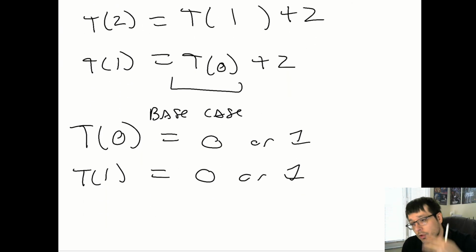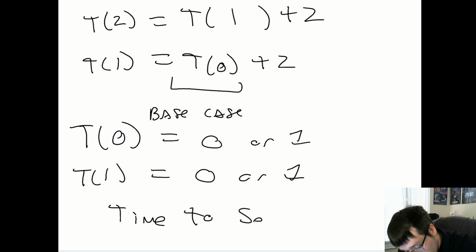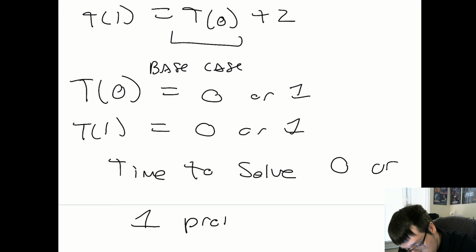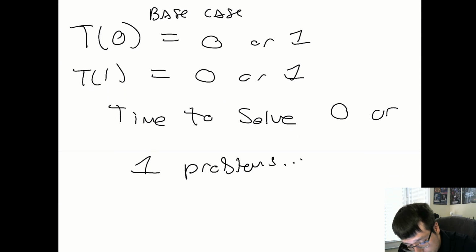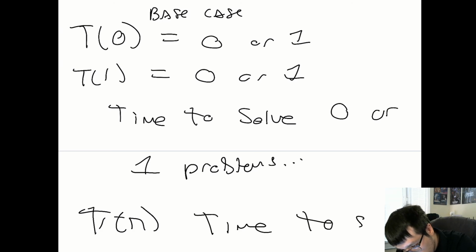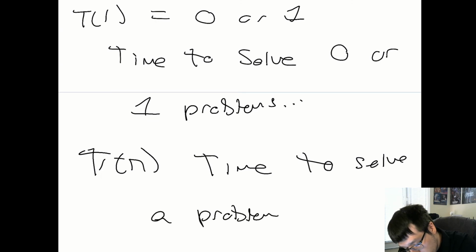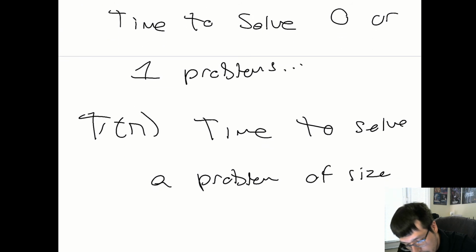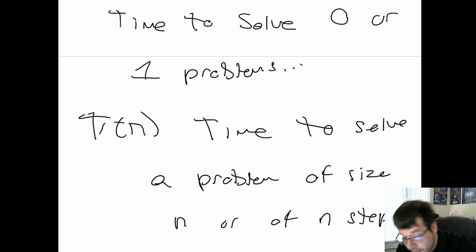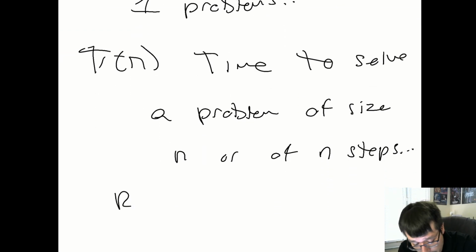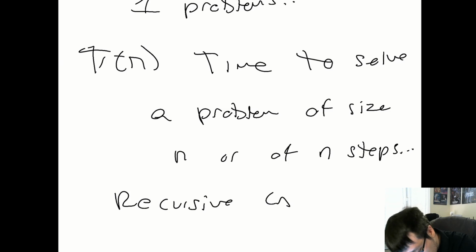So, again, when you see T(0), that's your base case, and that is representing the time to solve 0 or 1 problems, okay? And when you see T(n), that is the time to solve a problem of size n, or of n steps, okay? And that's your recursive case.